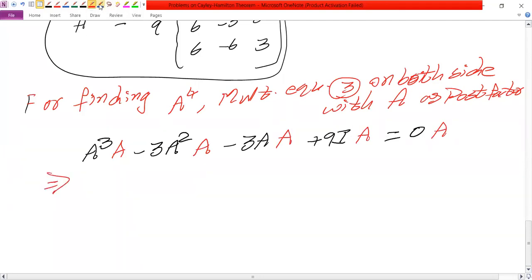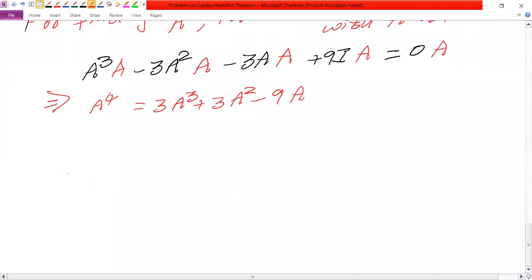So what we'll get from this? A power 4 equals to, sorry, A power 4. Can I take all the remaining terms to the right hand side in a single step? So 3A cube plus 3A square minus 9A. That implies A power 4 equals to, so use your calculators and find out immediately, 3 into A cube.